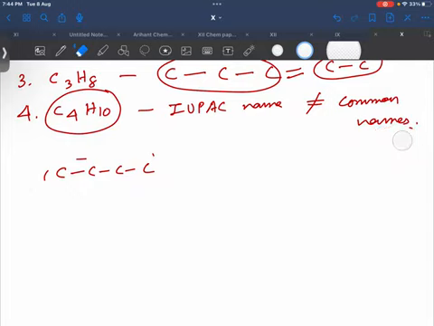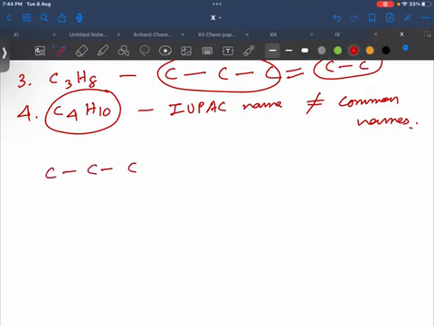Everyone write down C4H10. You can arrange it either like this or like this. If you count the hydrogen and carbon, both will be C4H10. Do this once, everyone. Both will be C4H10. Is it C4H10? Everyone check.